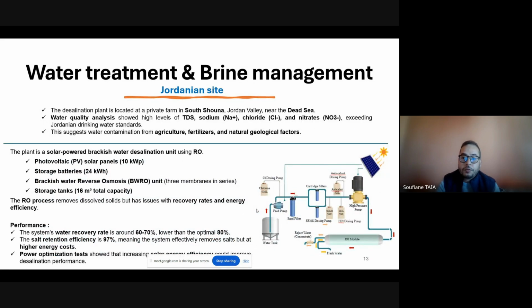So first of all, in Jordan, there is an existing solar-powered brackish water desalination, which is a reverse osmosis system powered by solar energy, which includes solar panels, batteries, and RO membranes, but faces some challenges with water recovery and energy efficiency. Currently, it recovers 60 to 70% of water, which we aim in this project to increase to 80% while keeping energy costs low.